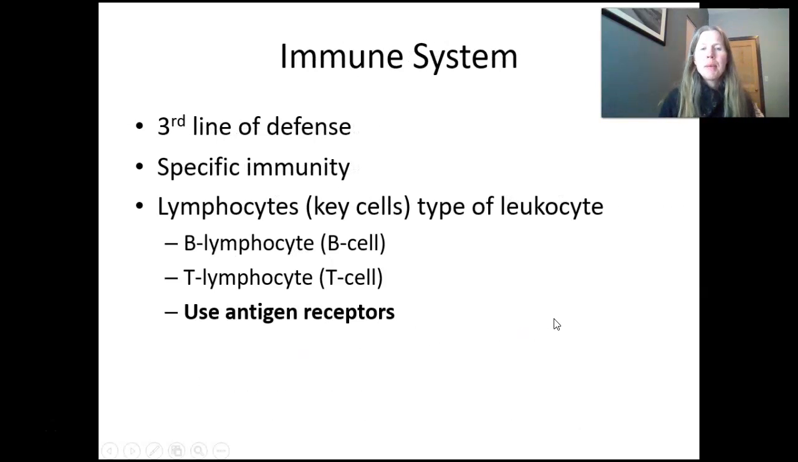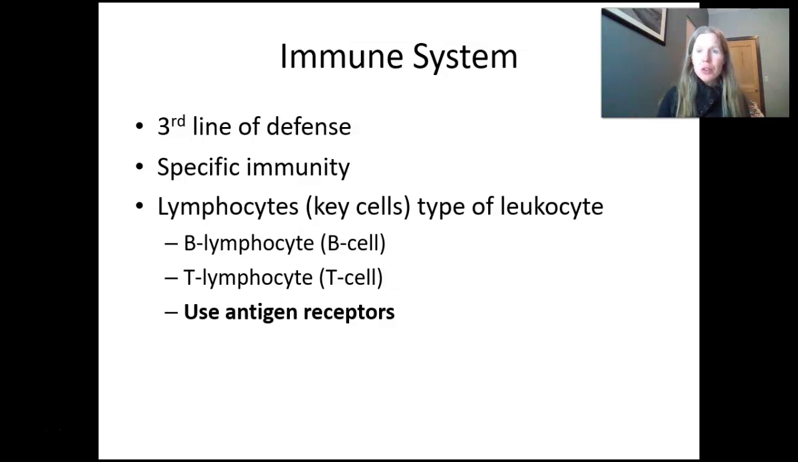So again, that first flow chart kind of talks about this. It's like this totally separate branch, right? It's truly immunity, and it's really that third line of defense. Remember, our first line of defense was intact skin and mucous membranes, and then the second line of defense had to do with things like inflammation and phagocytic cells. So this is the third line of defense.